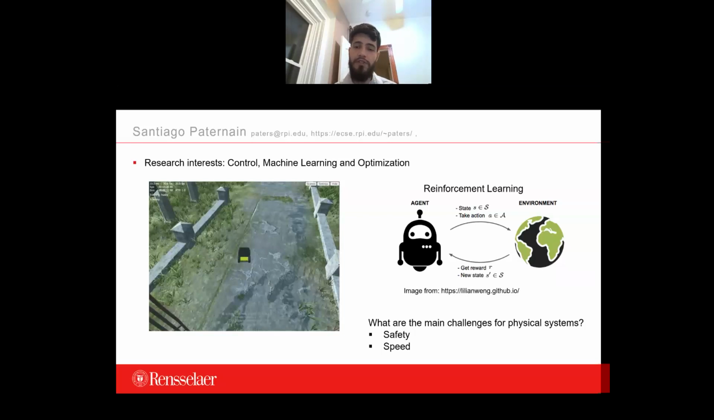We are also considering these algorithms in the context of a vast array of problems, where specifically we have been working on robotics, and very recently we also started working a little bit on power systems.